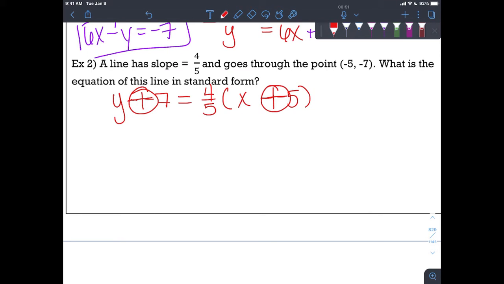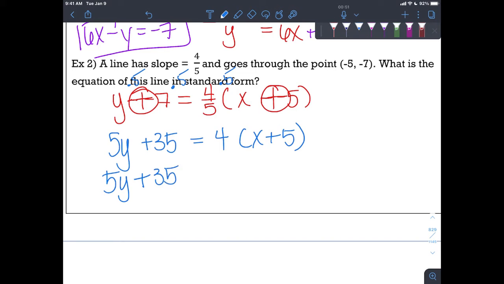Now, if we were going straight to slope intercept form, of course, we could just multiply this in and continue with that. I don't want to deal with all those fractions right now, so I'm just going to get rid of that 5. The way that I'm going to do that is I'm going to multiply every single thing I see by 5. And I end up with all whole numbers. Now I can go ahead and distribute. And I have here an equation.